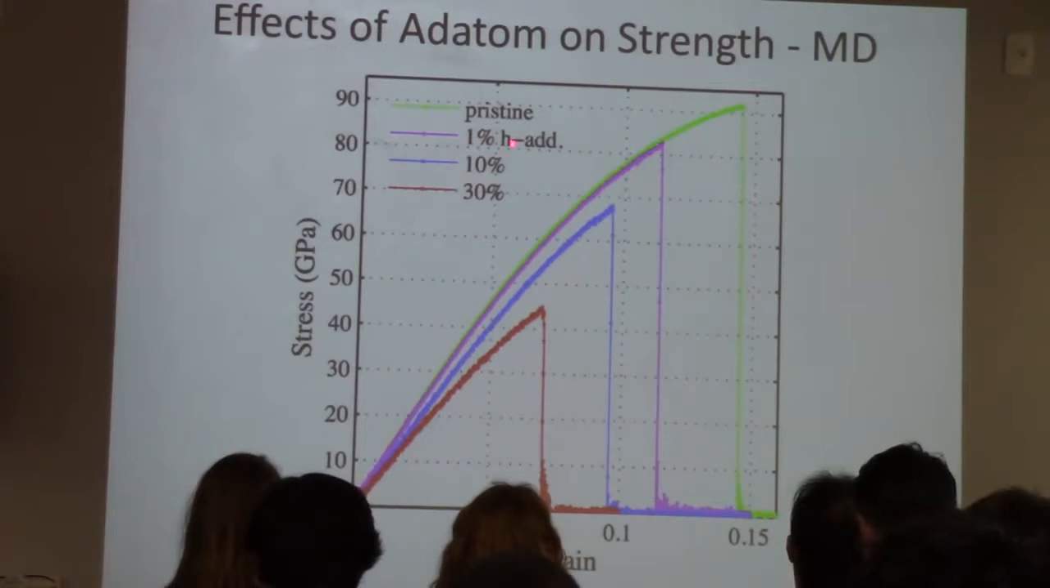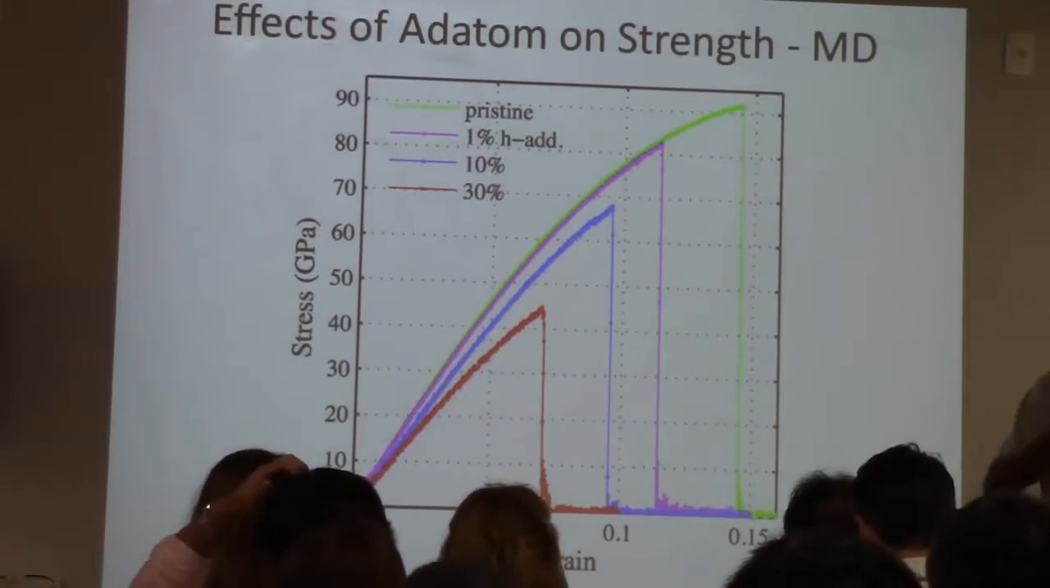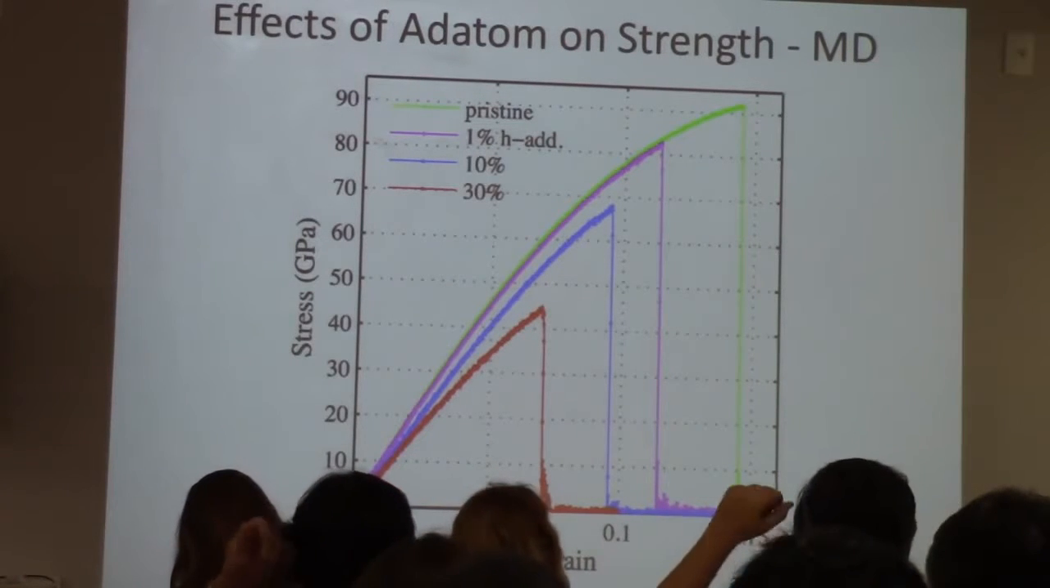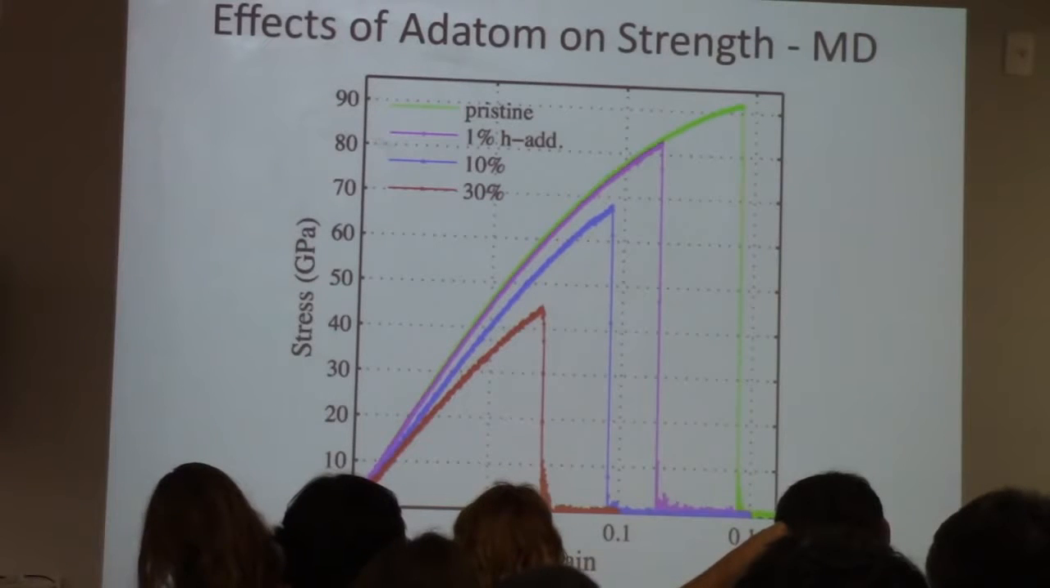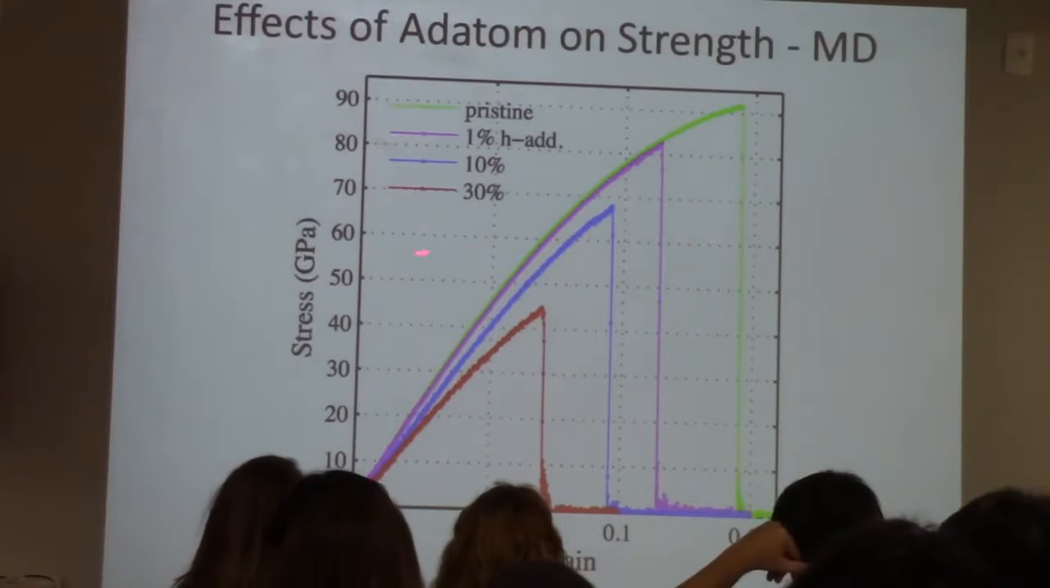Now, if you start adding hydrogen atoms randomly, so you take your graphene sheet and randomly distribute hydrogen atoms, 1%, 10%, 30%, you can see a substantial reduction in the strength.